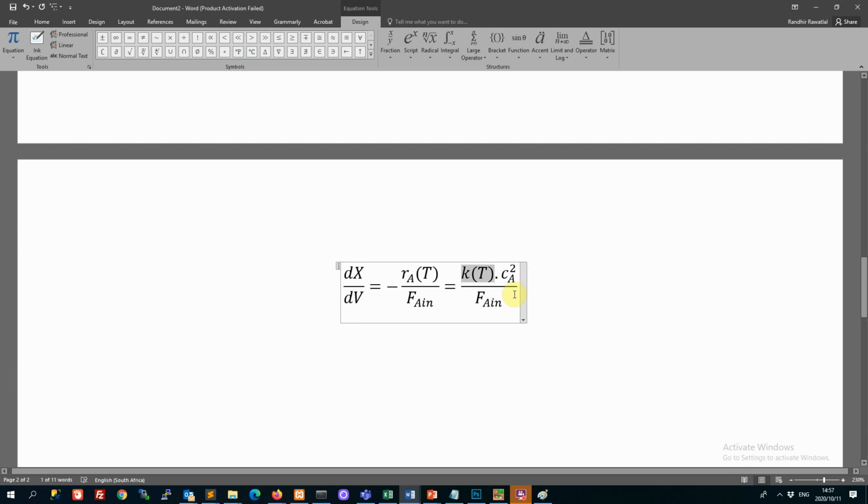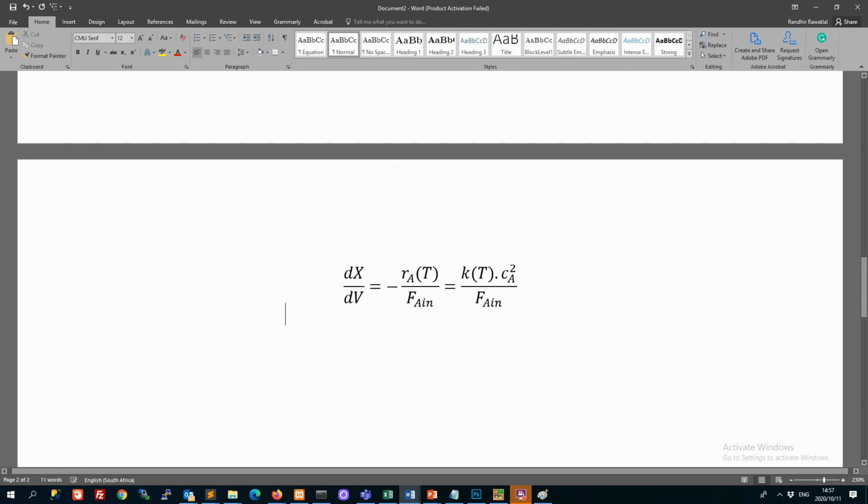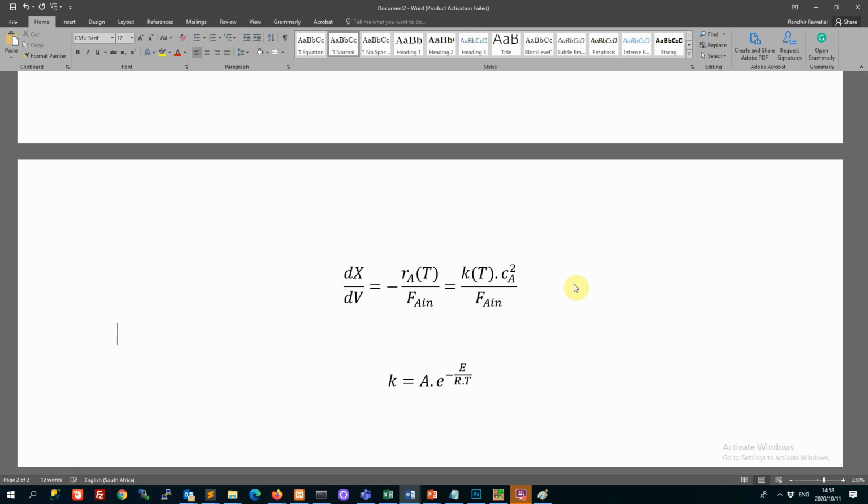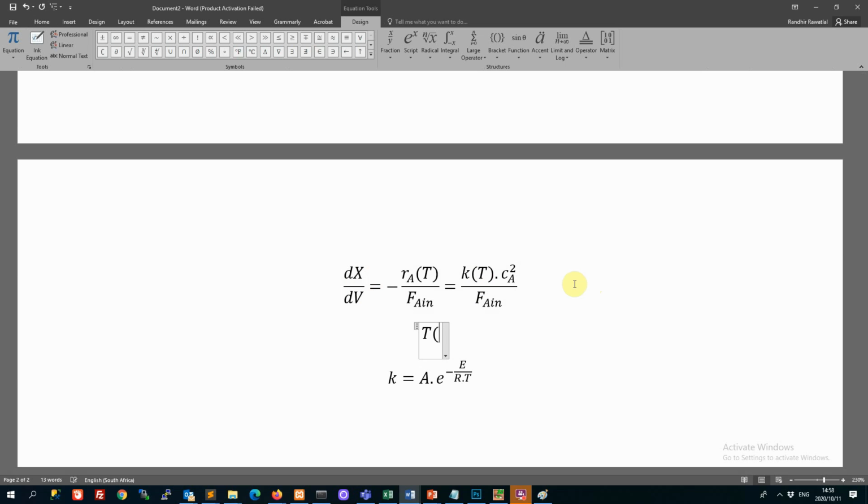So that means we do need to revise this. And so we do need our Arrhenius expression. So we need to know k equals A e to the minus E over RT. So we need to know A and E, and then we need to know T. So as we integrate this, we need T as a function of V. So T is changing along the tube.